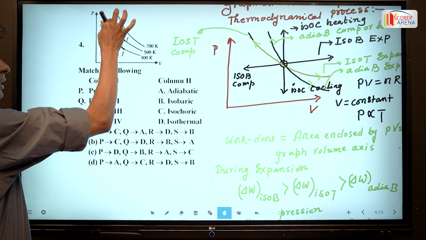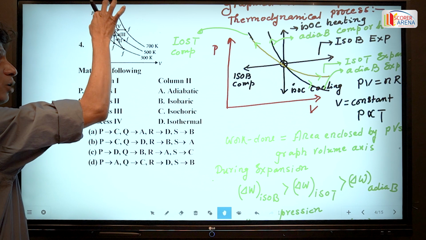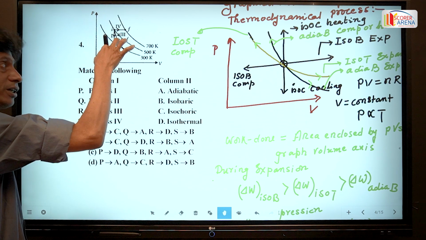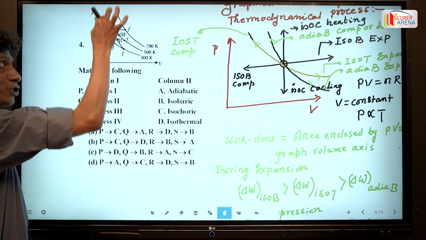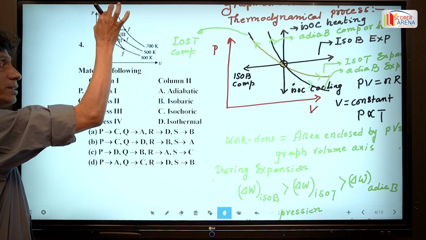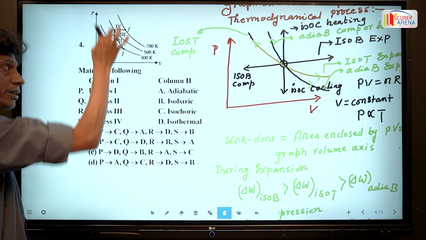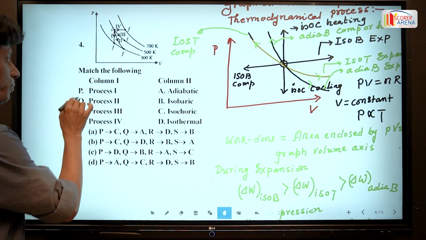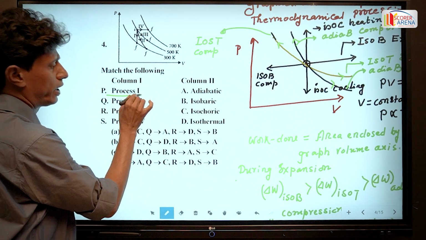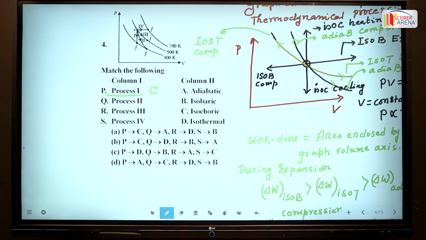Graph 1 is actually parallel to the pressure axis and the arrowhead is given downward. So here pressure goes on decreasing and volume is constant. Parallel to the pressure axis means this graph represents an isochoric process, but the pressure is decreasing. So we can say process 1 is iso-C, that is C. Answer is C, isochoric process.